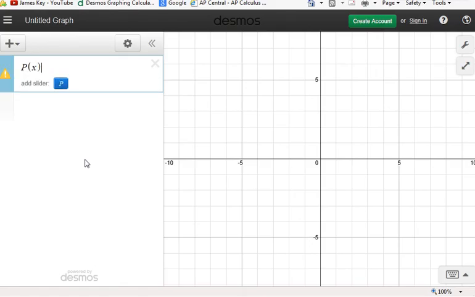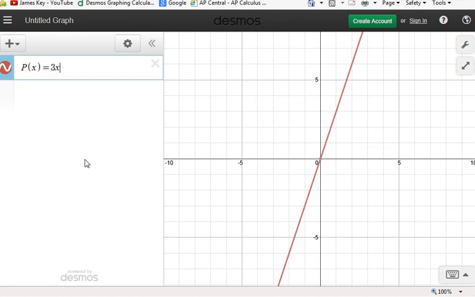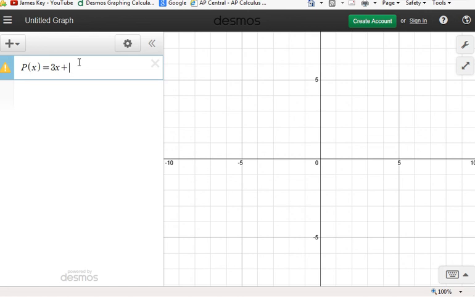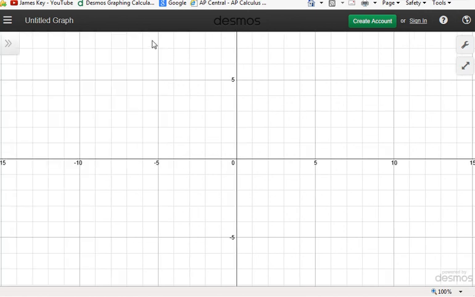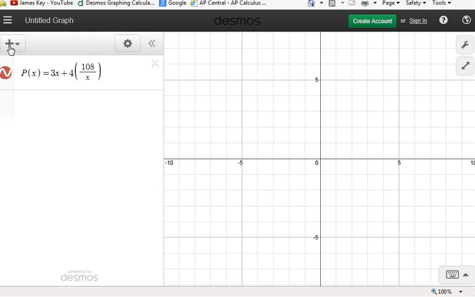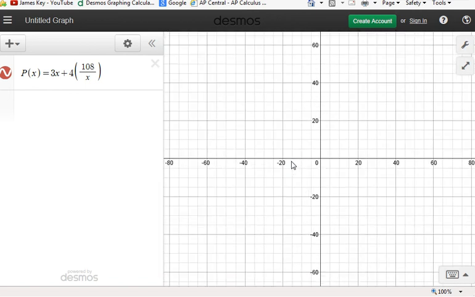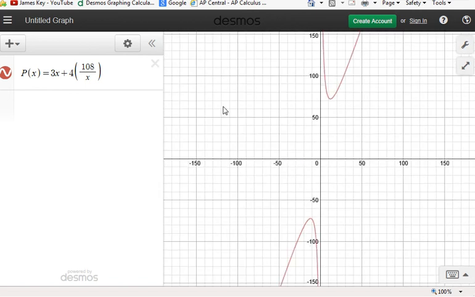Let's call P of x equals 3x plus 4 times 108 over x. Okay, and can we see the graph of that? The graph looks hidden. What's the deal? Well, maybe we need to zoom out somewhat to see it. No, it doesn't seem to be helping. Oh, there it is. Okay, just needed to zoom.